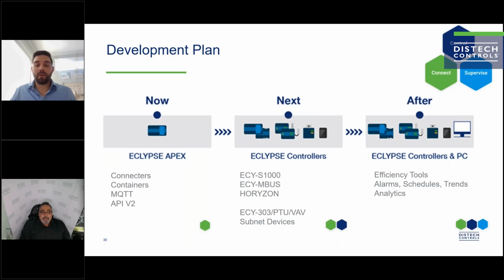That doesn't mean along the way that we're not going to have efficiency tools, UI improvements. We'll have things that fit into these other buckets, the connectivity buckets, the supervise bucket, as we add more controllers per se. But the focus is really to go from the Apex to the full ECLYPSE line and all our sensors, and then move into PC and cloud and supervision.